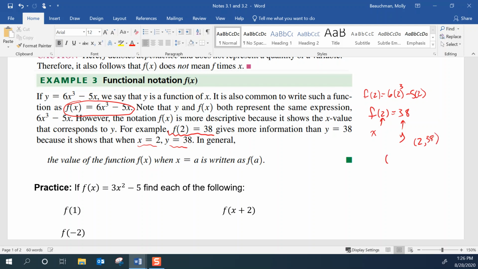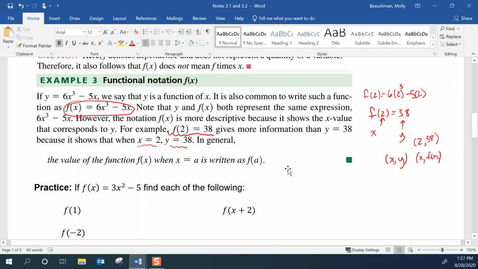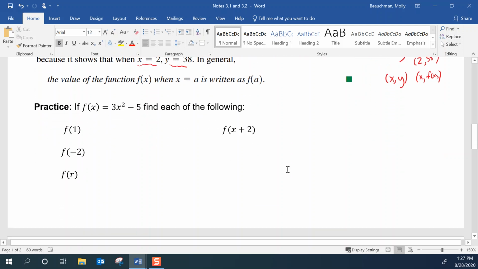So you're used to looking at points as x, y on the graphs. So think about this. Instead of y, the coordinates are of the form x, f of x. F of x and y still represent the vertical axis. Okay? So let's practice using notation. If f of x is equal to 3x squared minus 5, find each of the following.